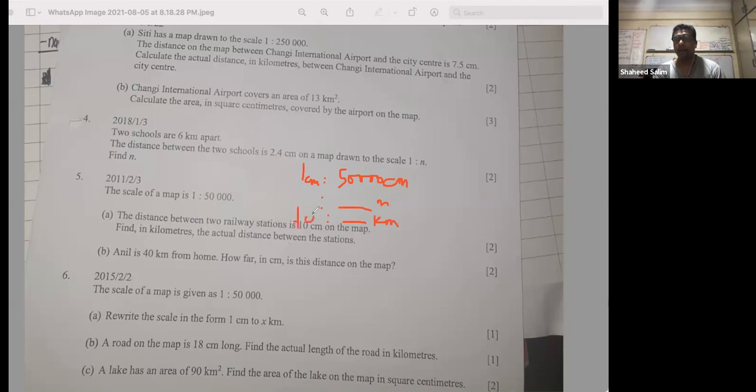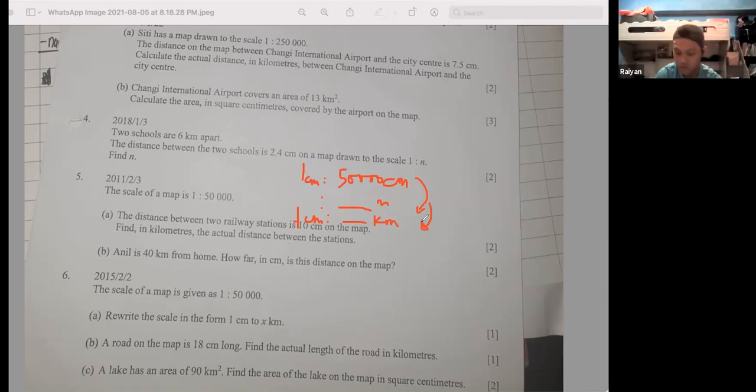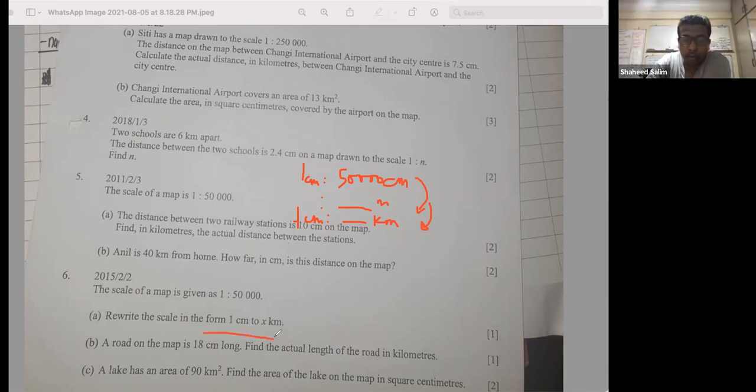This one still 1. So how to change and then how to change. Then they want you to rewrite the form now here.